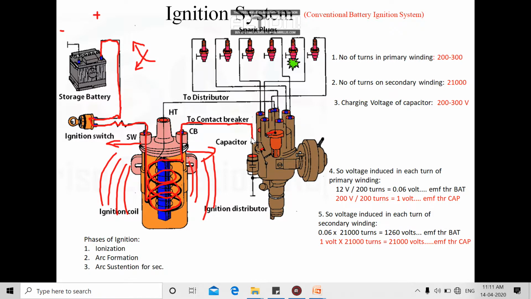Now which path will the current select? That is the easiest path. It will not flow through the capacitor because the capacitor resistance is more than that of the contact breaker, the straight conductor. So it selects the easiest path, flows this way, and reaches earth. This earth is common, it is also the vehicle body, and this one is also the vehicle body, so in that way the circuit is completed.